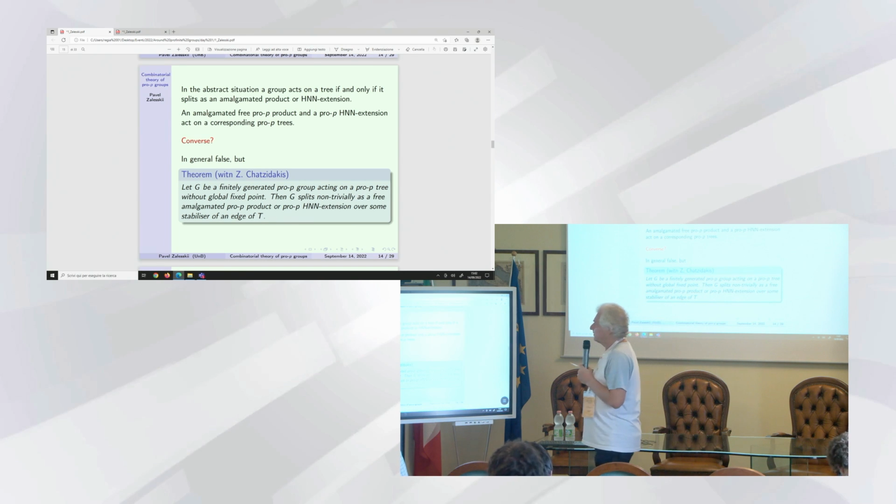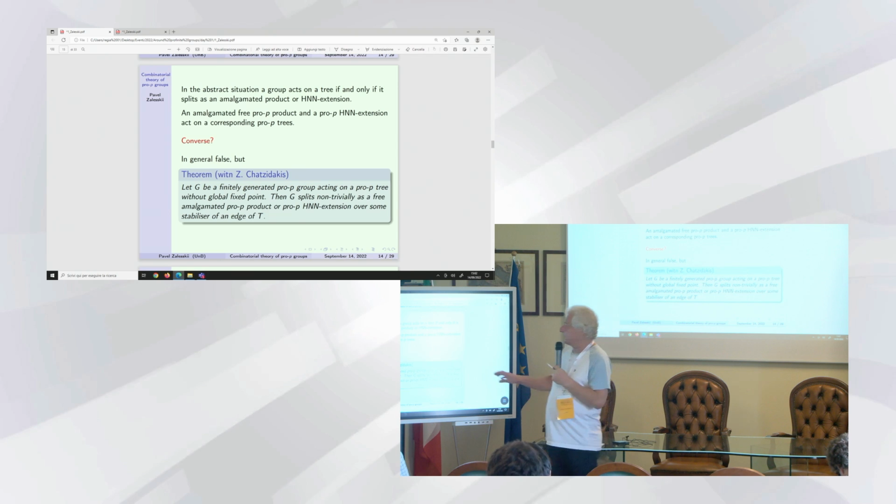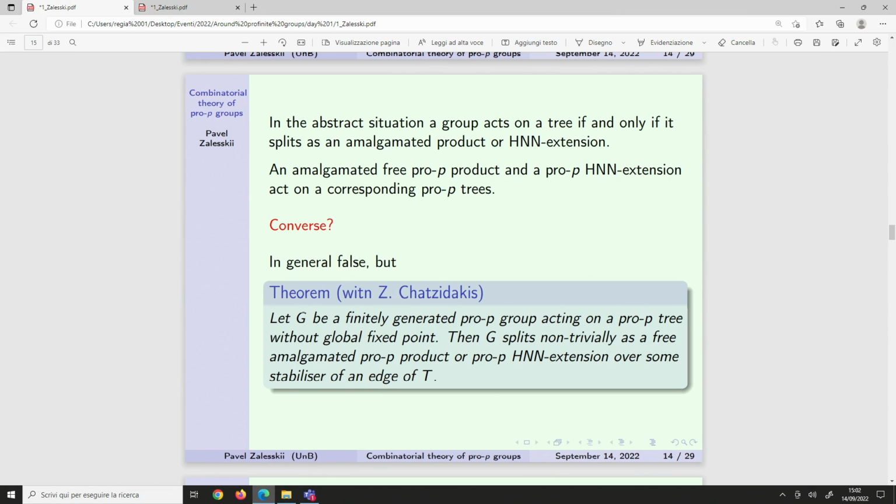Okay, right. So in the abstract situation, the problem is that the converse is false in general in the pro-p case. It doesn't split. Why? The problem is the following: if you have an abstract graph, you can take H and cancel it. Just take it out from the graph, and you still have a graph. In the profinite case, it is not the case. You cannot take H out because you get a non-compact object. It is not a profinite graph anymore, and therefore you lost your context.